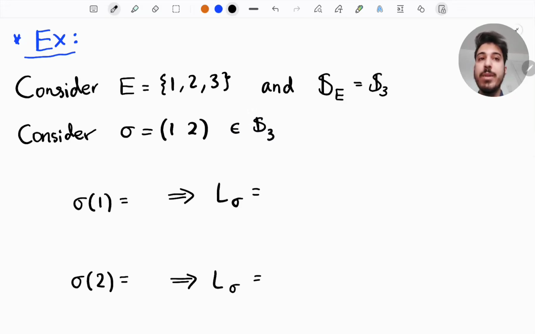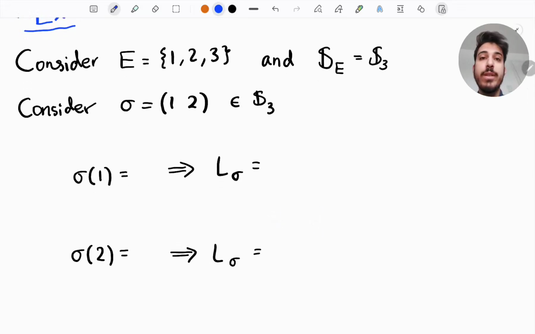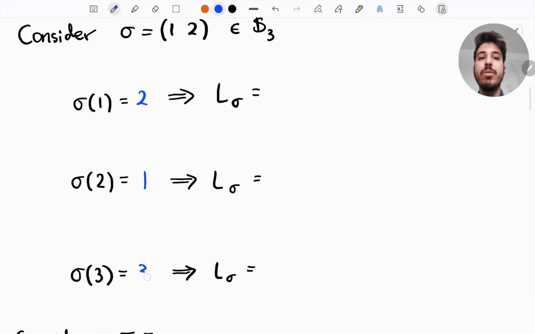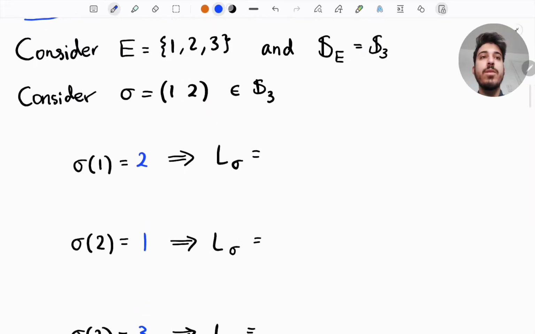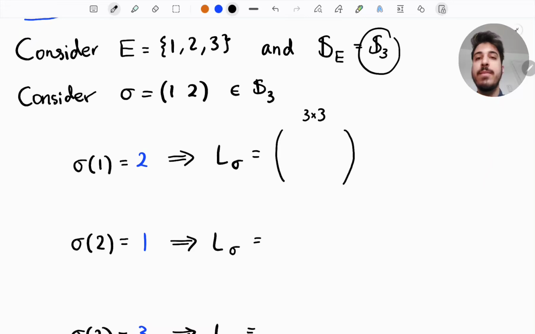So that means that sigma sends 1 to 2 and 2 to 1 and 3 to itself. So sigma of 1 is equal to 2, sigma of 2 is equal to 1, and sigma of 3 is equal to 3. So let us fill out the permutation matrix of sigma, L sigma. It's a 3 by 3 matrix because we are in S3.